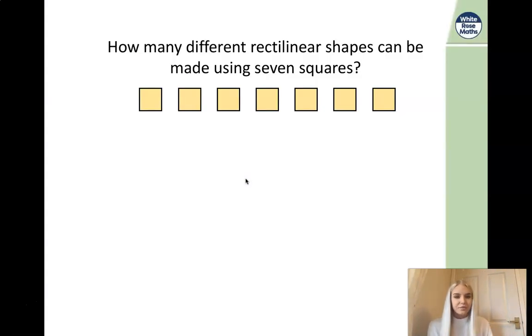Okay, so for the final part of your worksheet work today, I have got some squares here. I have got 7 squares and we want to know how many different rectilinear shapes can be made using these 7 squares. Remind me, Year 4, remind me, what is a rectilinear shape?